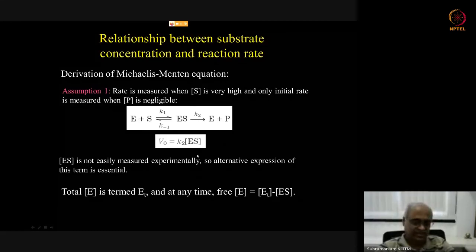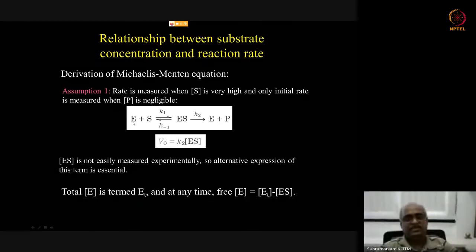This will be the rate of the reaction under this assumption. And we can't readily measure ES, I just told you. Due to this, we need to rearrange this. And that is what Michaelis and Menten did. So before going into assumption 2, we are going to remind ourselves of 2 important facts here. One is we are going to call the total concentration of the enzyme ET. So enzyme can exist as free unbound enzyme or bound enzyme as shown here.